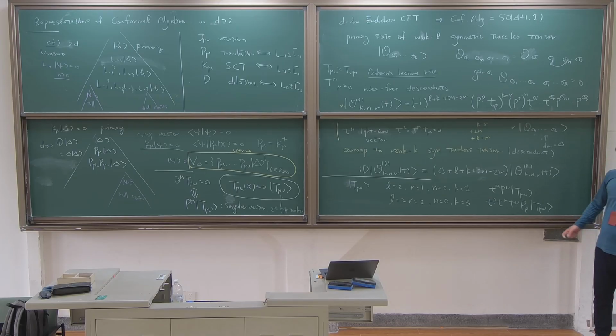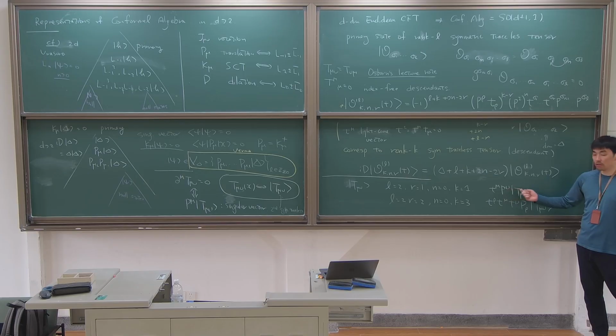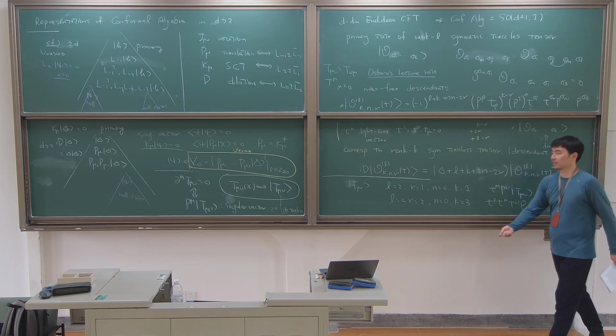So anyway, you just act with a P on the primary field, some symmetric traceless tensor which is primary, and then you contract with T with the other indices.